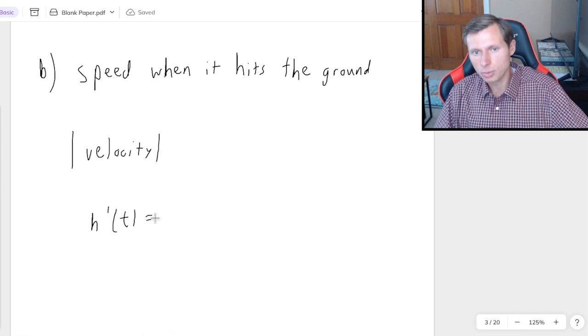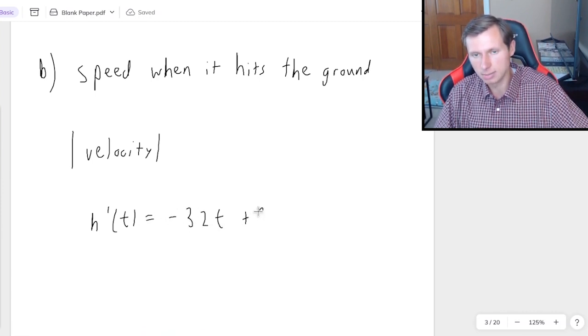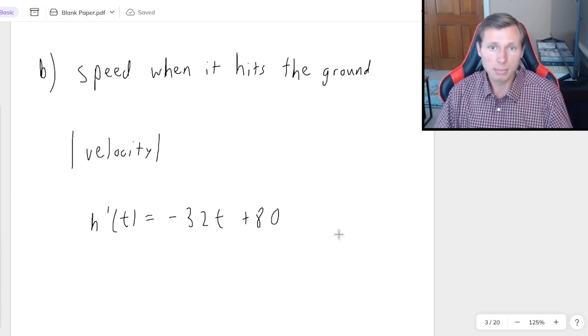So really, we should just start with the derivative. H prime of t equals negative 32t plus 80. But the problem is, if we want the speed when it hits the ground, I'm not plugging in the 2.5 I got for the last problem, because that's not when it's on the ground. That's when it hit the peak. So how do we find when the rocket hits the ground?